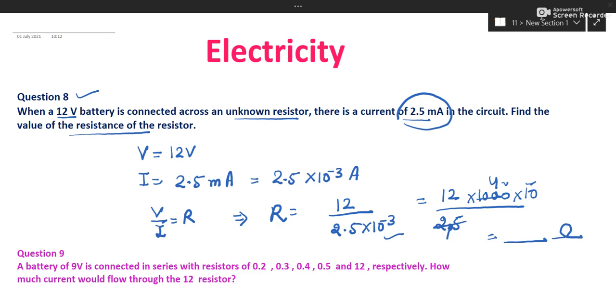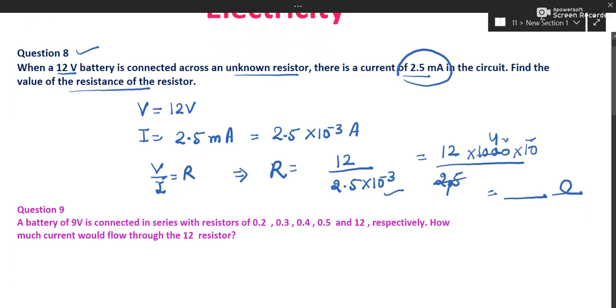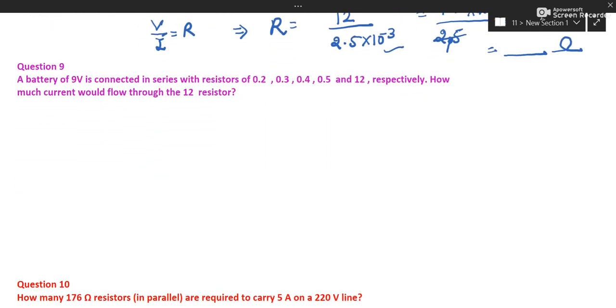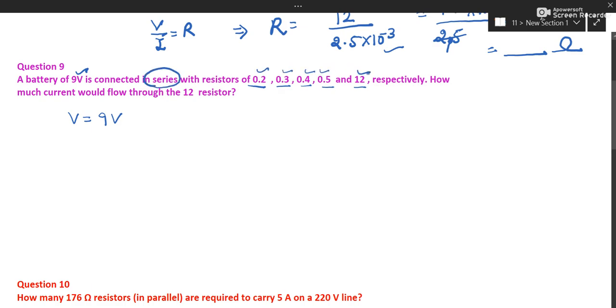So let us get to the next numerical, which is this. A battery of 9 volt is connected in series with resistor of this ohm, and this ohm, and this ohm, and this. Okay. So this is voltage, which is 9 volt. They are connected in series. So this is your R1, R2, R3, R4 and R5. So you can find out net resistance in series. We all know the formula. It is sum of individual resistances.